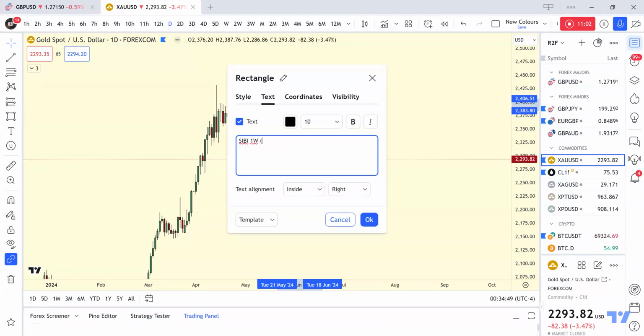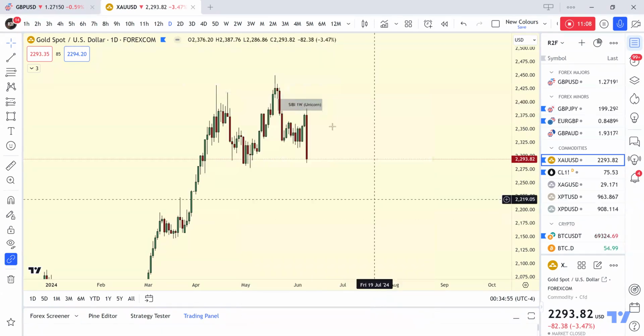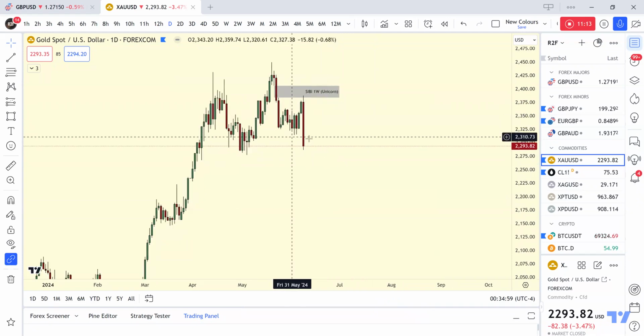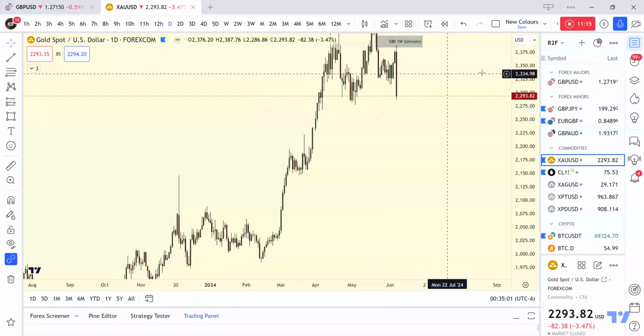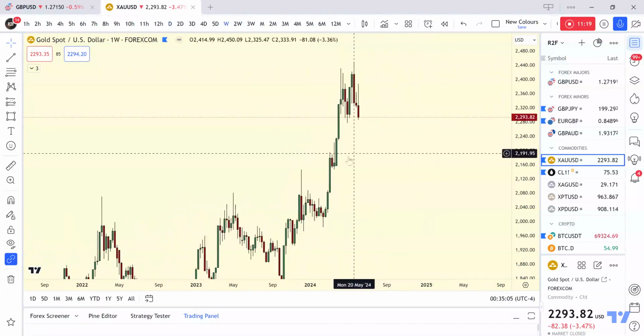Be 1 week, and let's label it. It's a unicorn as well. Got the weekly. Very nice trade there. Took out sell side, sell side. So where are we going here? I go back to the weekly and look for more gaps, right?